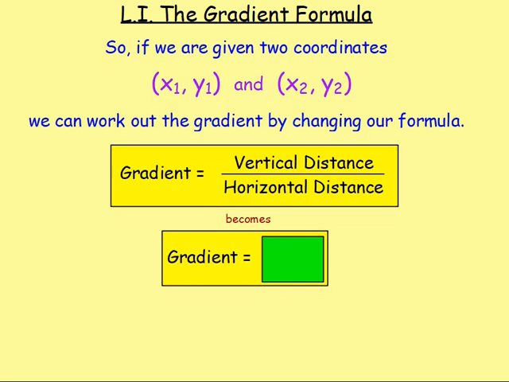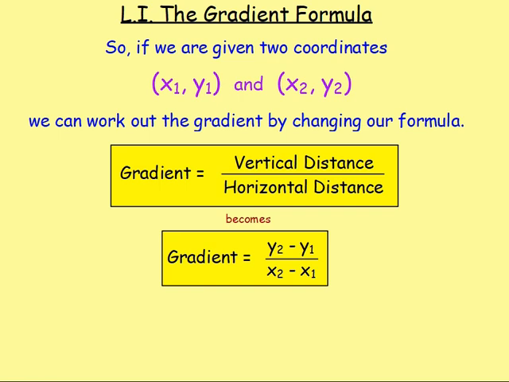Which means we can change our formula ever so slightly. Because if we have these 2 points, x and y, remember, call one of them point 1, so x1, y1, and the other one point 2, x2 and y2. If we change our formula from vertical distance over horizontal distance, what we've really got, well, the vertical distance, Amanda, remind us? Good, it is y2 take away y1, and Jackie, good, x2 take away x1. High five to you both.